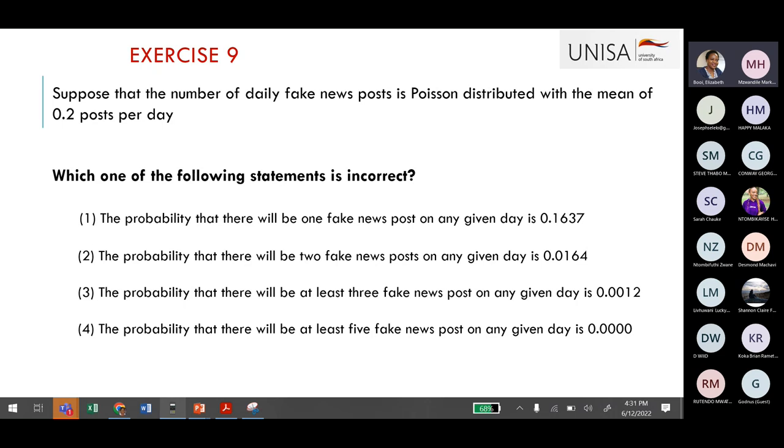They gave you the lambda of 0.2 and you need to just evaluate each one of them to find the correct answer. And here, number one and number two, they are equal. Number 3 and number 4, it's at least, so it's greater than or equal.